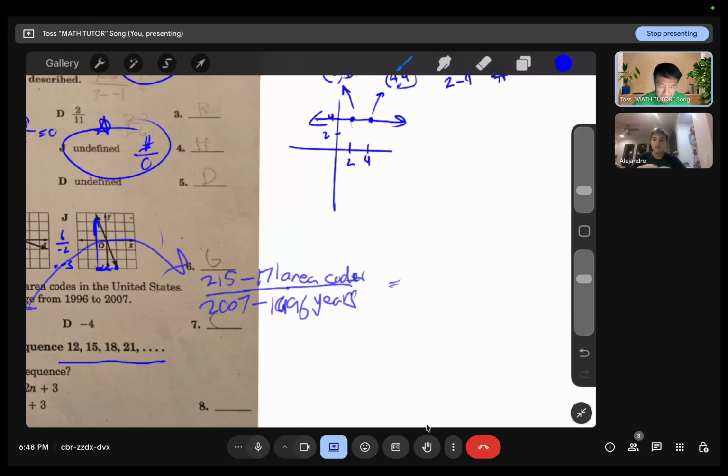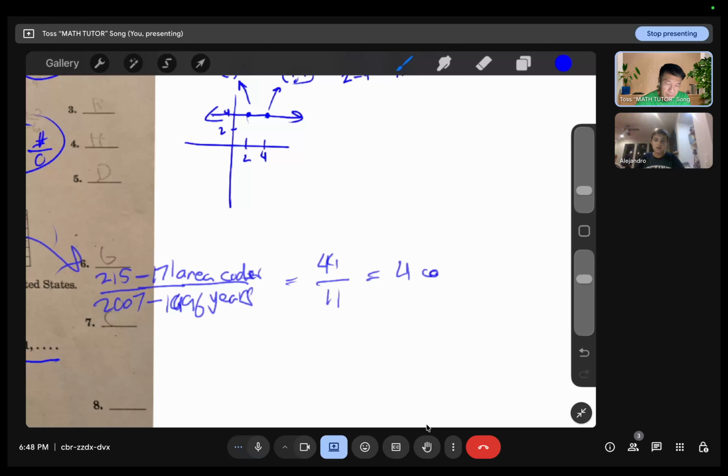Okay, so here we go. If I continue, what is that? Is it 44? Pretty sure, using the calculator. Sorry, I'm not thinking, double checking. Yeah, it is 44. Over, what about 2007? How far apart between them? How many years? 11 years, however you can count it. So the answer is not 44. It is 4. So it's 4 area codes per year.